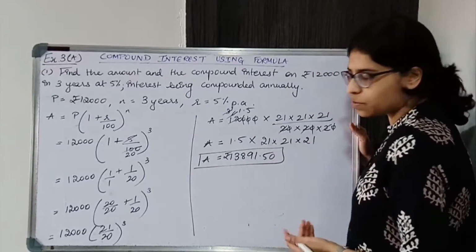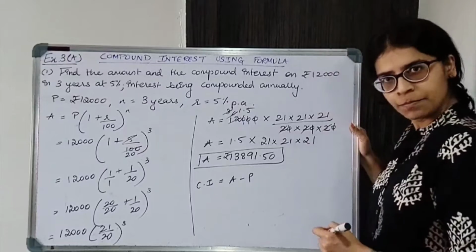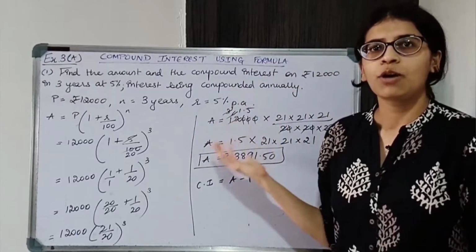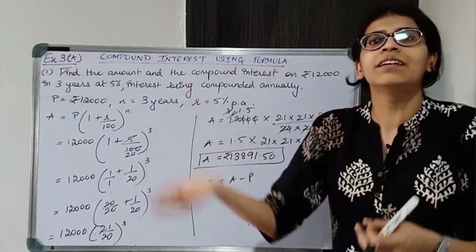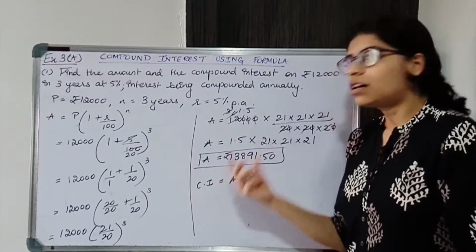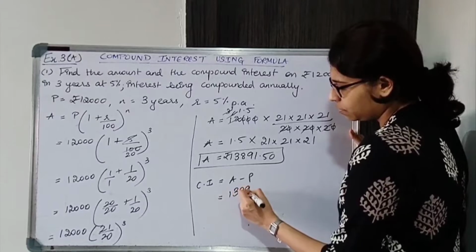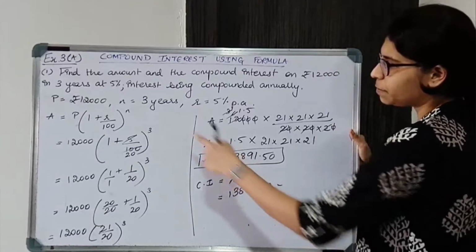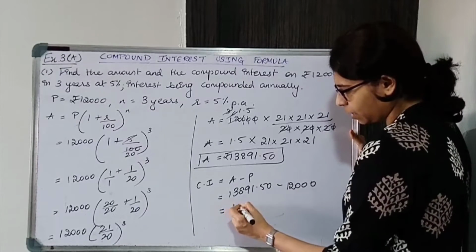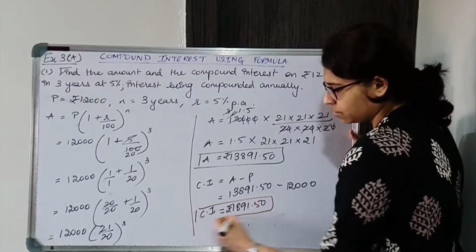We need to find compound interest as well. So CI, that is compound interest, is equal to amount minus principal. Okay, from the final amount we get, if we subtract the principal, you will get the interest. Okay, amount is nothing but the principal, the original amount, plus the interest added to it, that is the amount. So what will the compound interest be? It is the amount minus the principal. So 13891.50 minus principal, that is 12,000. So this will be 1891.50 rupees. So this is the compound interest for 3 years.